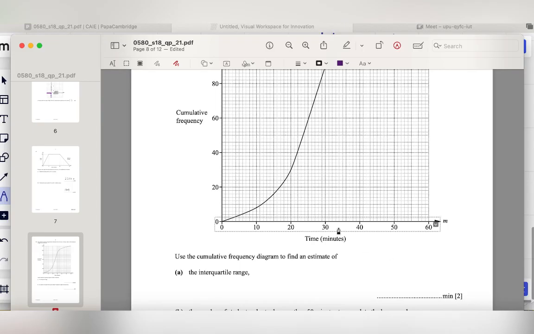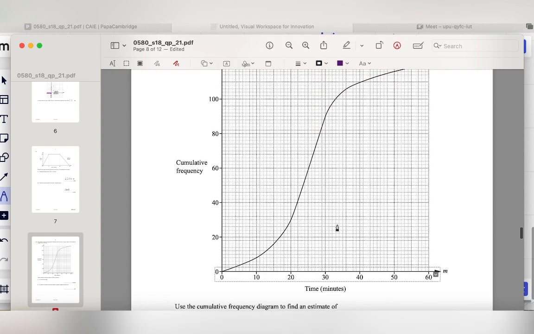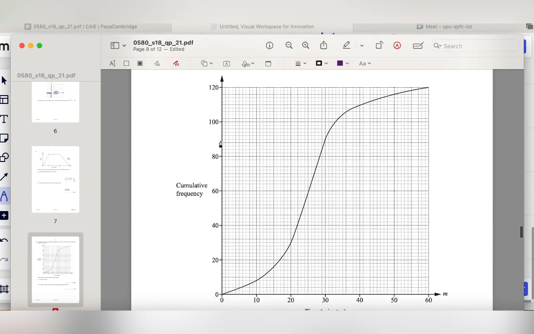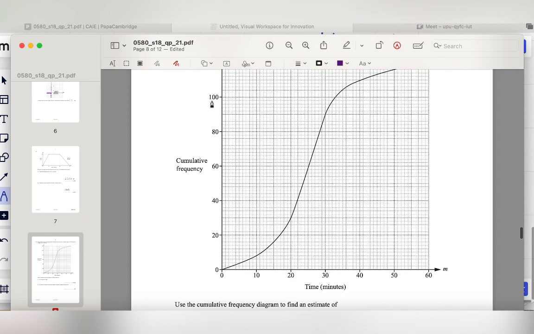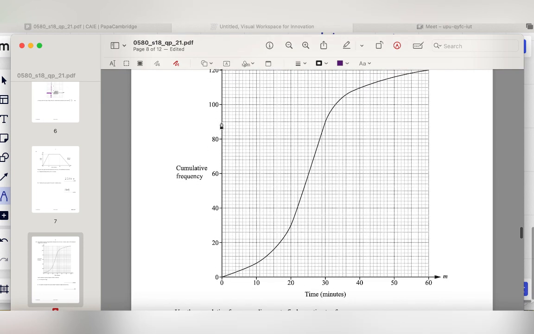Now let's do this. The upper quartile is 90, so you come here and trace 90. 90 is here. Trace 90 here, you get to this graph, trace it down, you get 30 minutes. If you trace 90 from the cumulative side, 90 is at this point.